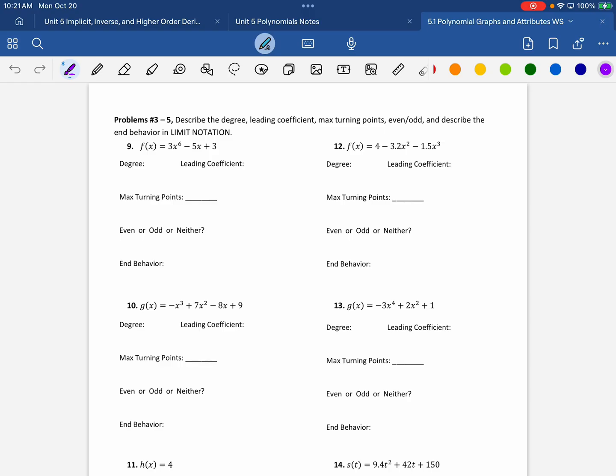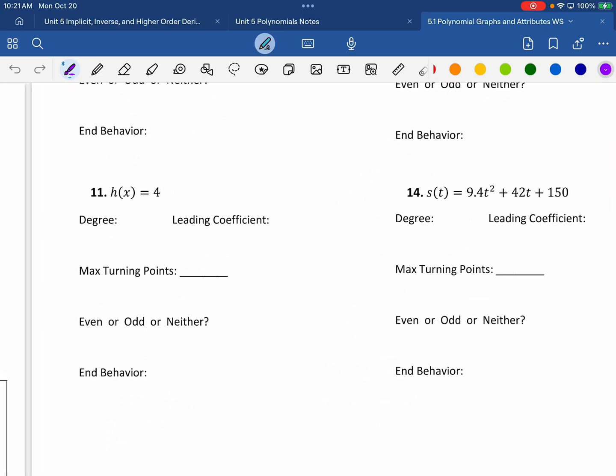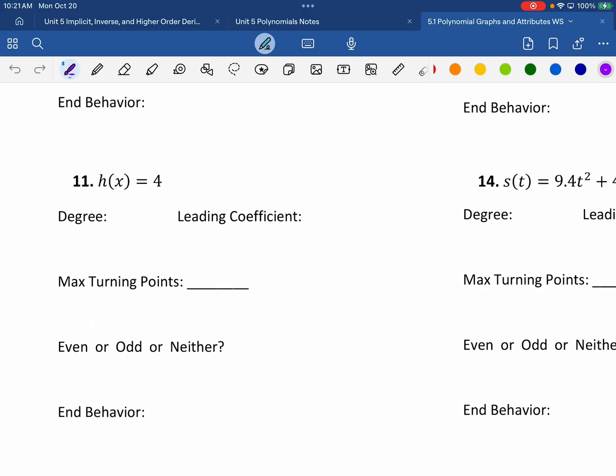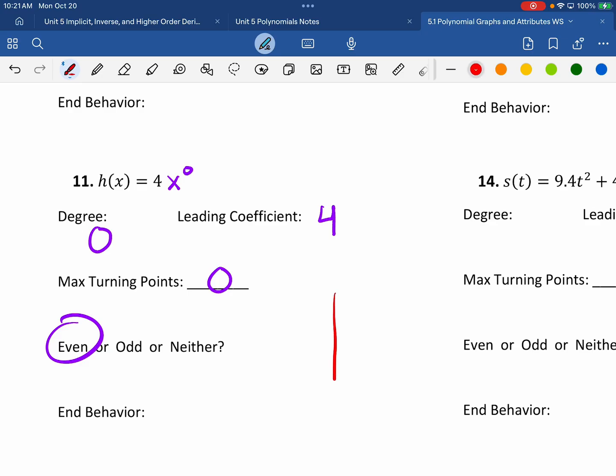What's up? On 11, since it's just 4, would the degree just be 1 and then go like this? So the degree, because technically this exponent is a 0, so the degree would be 0. And then the leading coefficient would be 4. You wouldn't have any turning points. Would it be even, odd, or neither? Even.